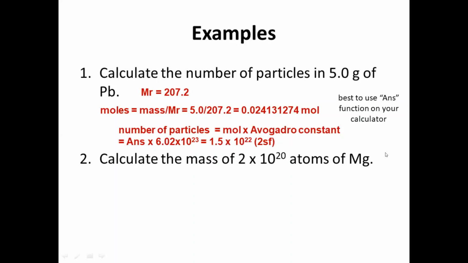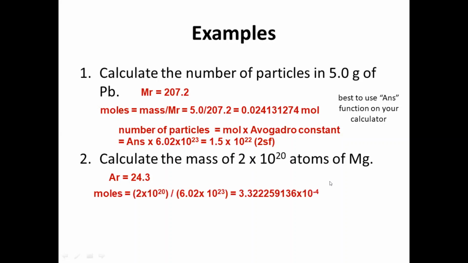Then you need to calculate the mass of this many atoms of magnesium. We know it's magnesium, so we know that AR for magnesium is 24.3. You can look it up in the periodic table. And then you need to know the mass and you're given the number of atoms. So you need to turn the number of atoms into moles. And 1 mole is 6.02 times 10 to the 23rd. So how many moles is in here? We need to divide, and we get this number. Now again, I use the answer function on my calculator.